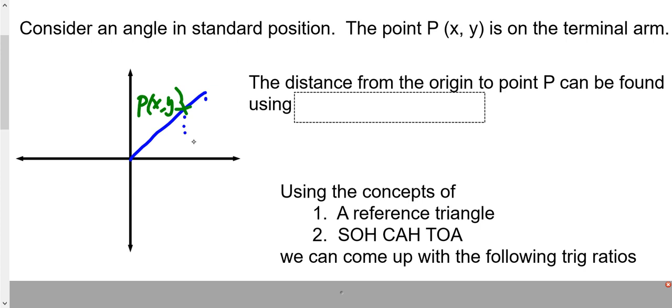Starting from here, not there, because you'll see in a second we are trying to make a right angle triangle. And of course this would give you angle theta. Okay, what else can you label here? So if the point P has coordinates x and y, that means x, the width, is x units, and y, the height, is y units high.